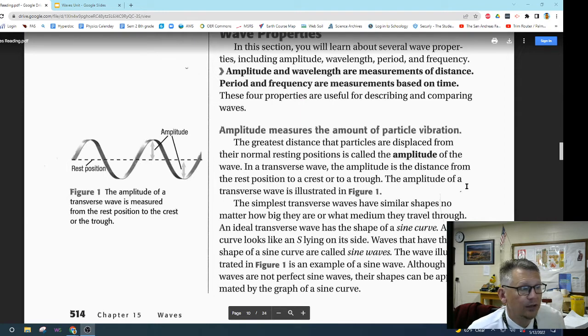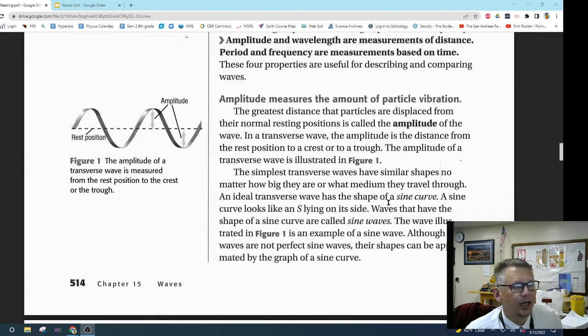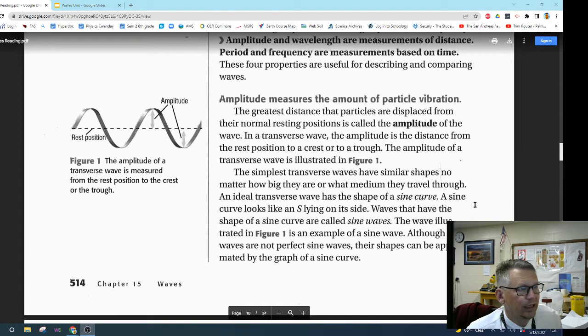The simplest transverse waves have similar shapes, no matter how big they are or what medium they travel through. An ideal transverse wave has the shape of a sine curve. A sine curve looks like an S laying on its side. Waves that have the shape of a sine curve are called sine waves. The wave illustrated in Figure 1 is an example of a sine wave. Although many waves are not perfect sine waves, their shapes can be approximated by the graph of a sine curve.